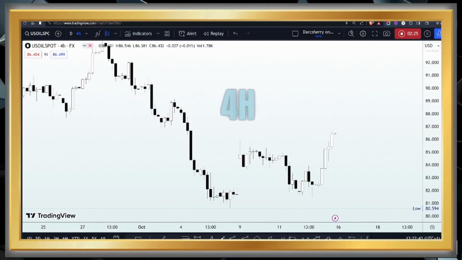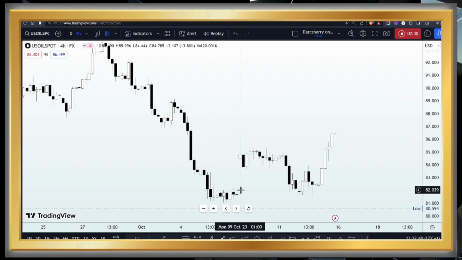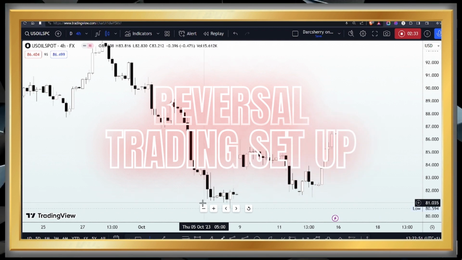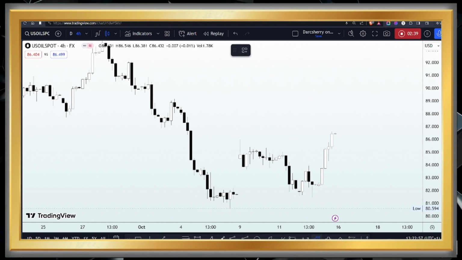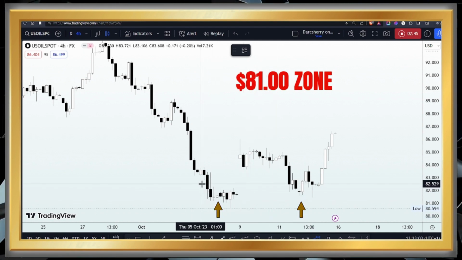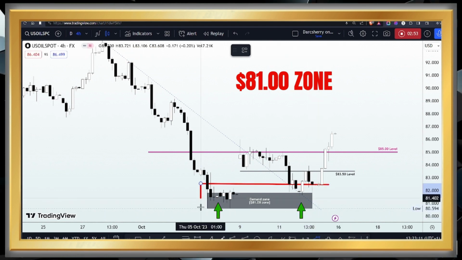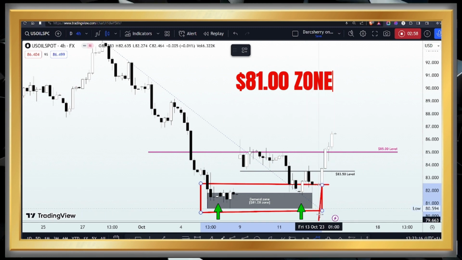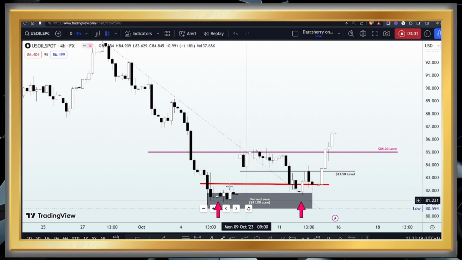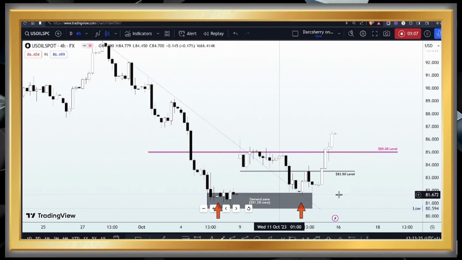So, as we transition into the 4-hour time frame, it becomes evident that the price action has indeed initiated a robust reversal setup. The sellers' inability to break down that demand zone we identified at the $81 zone is technically a positive signal for buyers, indicating a potential shift in the market sentiment, as you will be seeing here. So throughout the course of last week, despite the bearish momentum we witnessed since the beginning of this month, price is yet to break down that zone.